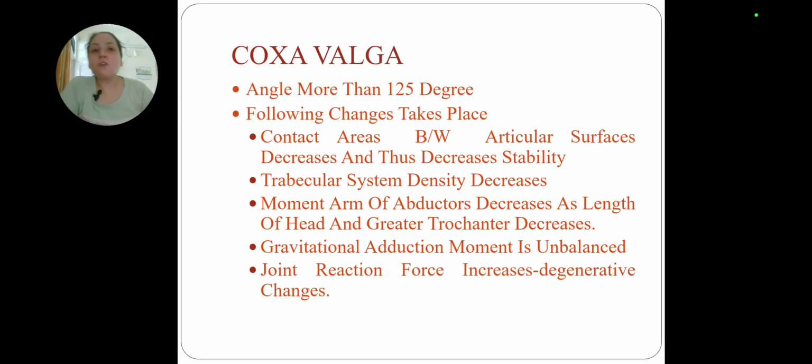Fine. In cases of coxa valga, the angle is more than 125 degrees, and the changes which take place are: the contact area between the articular surfaces decreases, thus the stability decreases, the trabecular system density decreases, the movement arm of the abductor decreases as the length between the head and the greater trochanter decreases. You can see the distance between the head and the greater trochanter is less. Gravitational adduction movement is unbalanced and joint reaction force increases, thus causing degenerative changes.